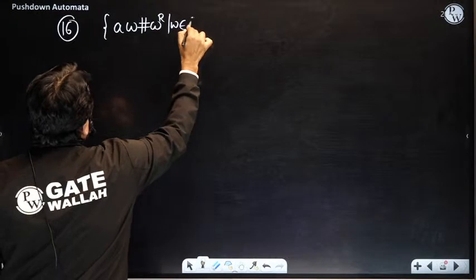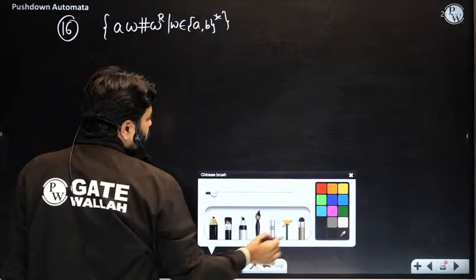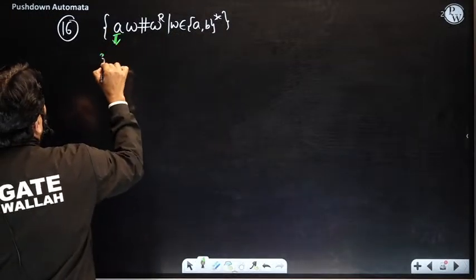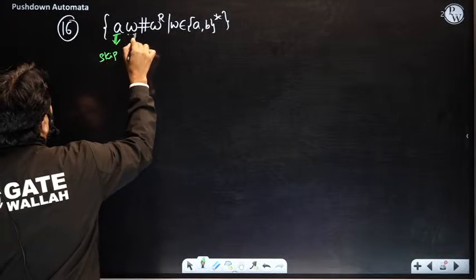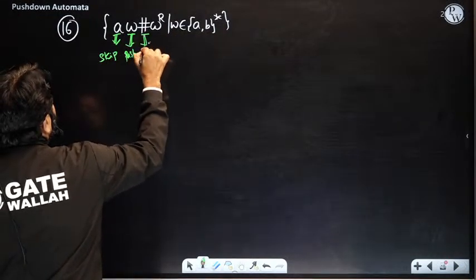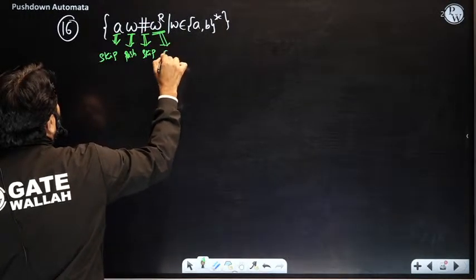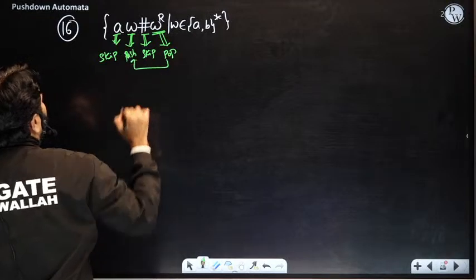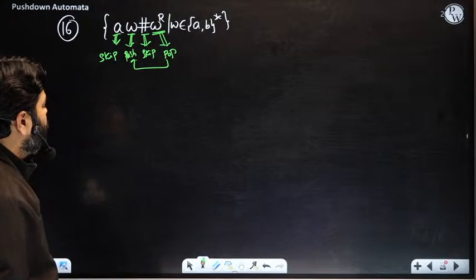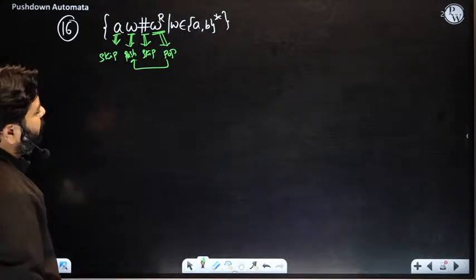Same, right? Can you think what you have to do? Just think. For this, what do you do? Don't push, skip. This W, push. This hash, skip. This one, pop, but with a match. Okay. Think about how to do it. You know all of them, right?